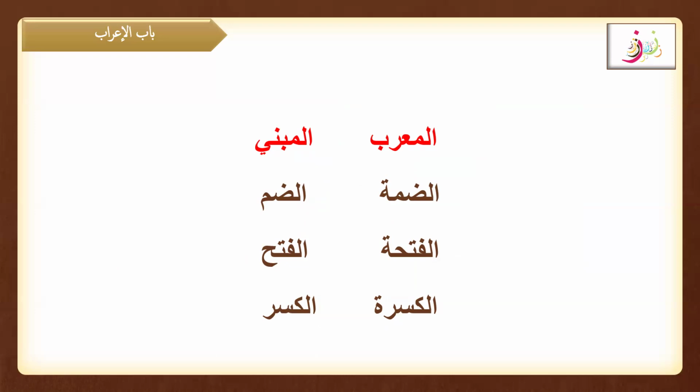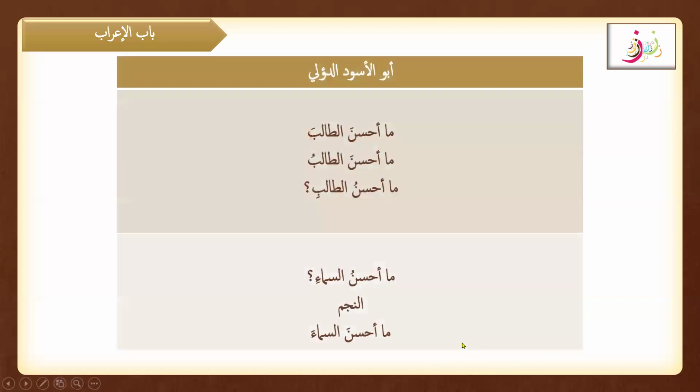When we write down our Irab, like we did for Ism Majroor, وعلامة جره الكسرة. So these are all Morab when we are going to write the Irab. We write down Dhamma, Fatha, and Kasra. But when we talk about Mabni, we say Mabni al-Dam, Mabni al-Fath, Mabni al-Kasr. But for Morab, we say Ad-Dhamma, al-Fatha, al-Kasra.